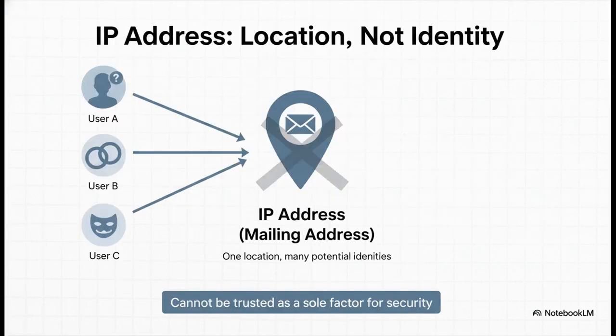And here's the key takeaway you need to internalize. An IP address is a location, not an identity. That's it. It's like a mailing address for a house. Anyone could be inside, it can be shared, it can be faked, so relying on an IP address as your only proof of who someone is, well, it's a fundamentally flawed security model.